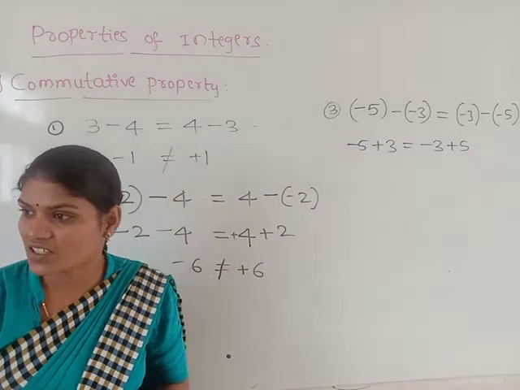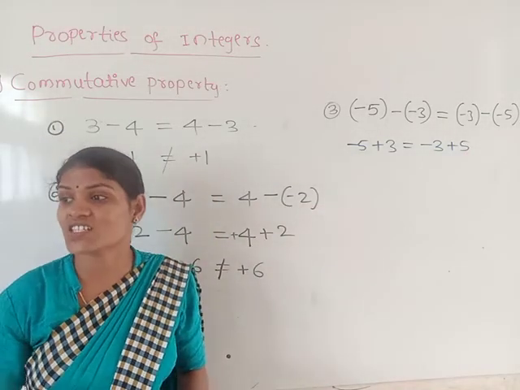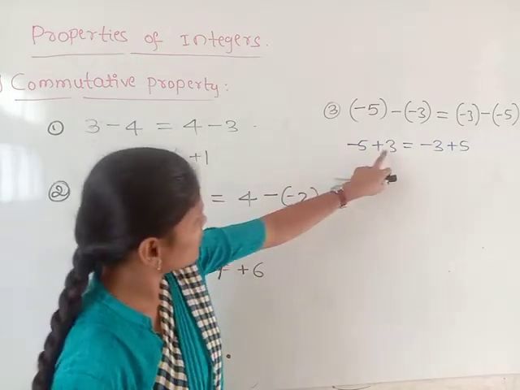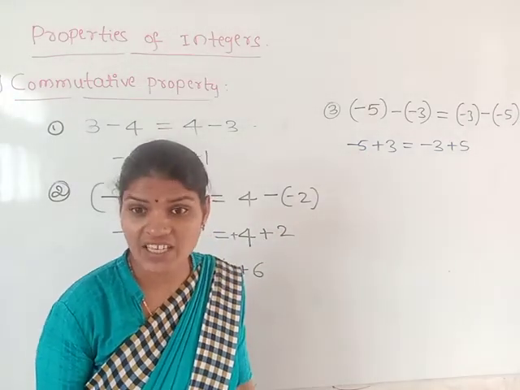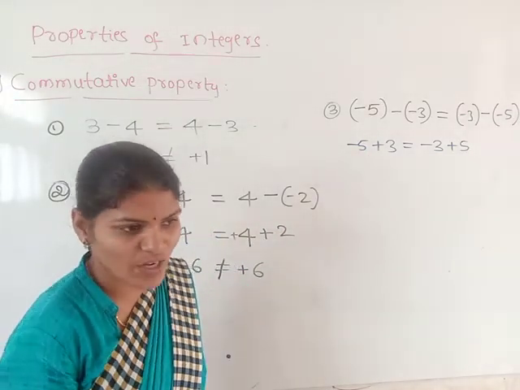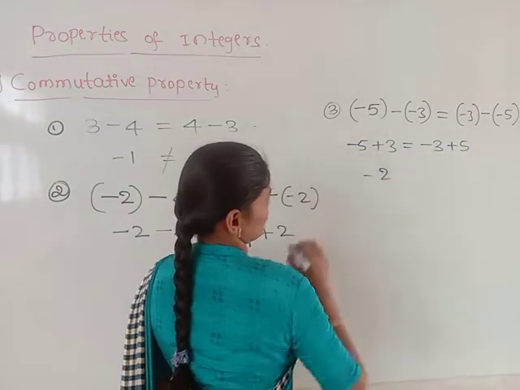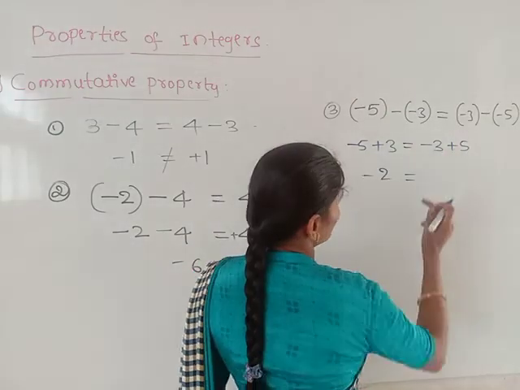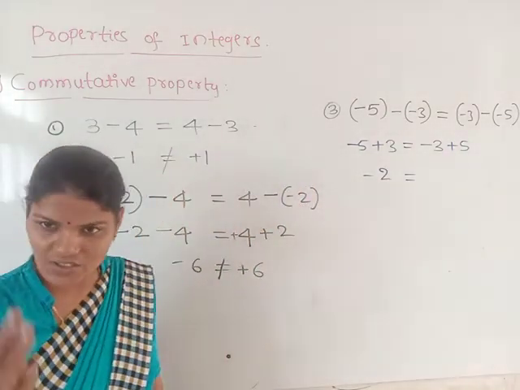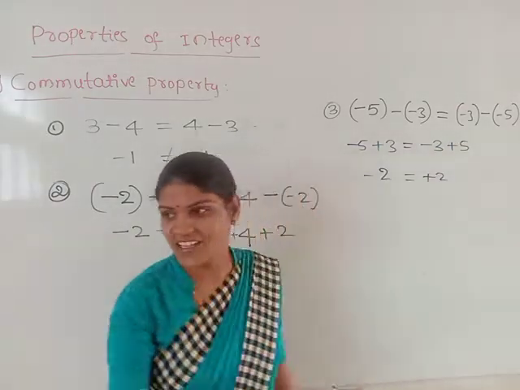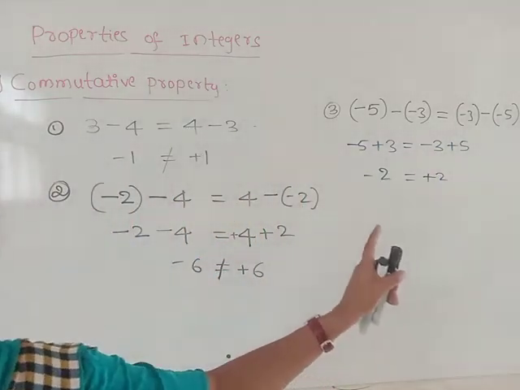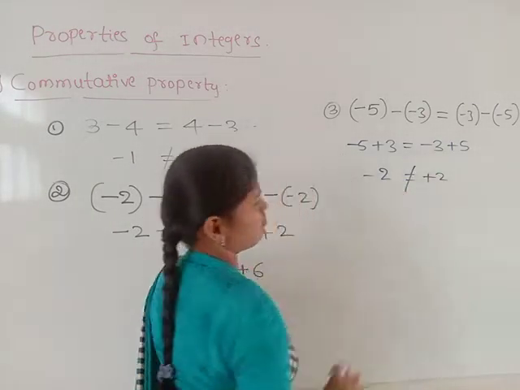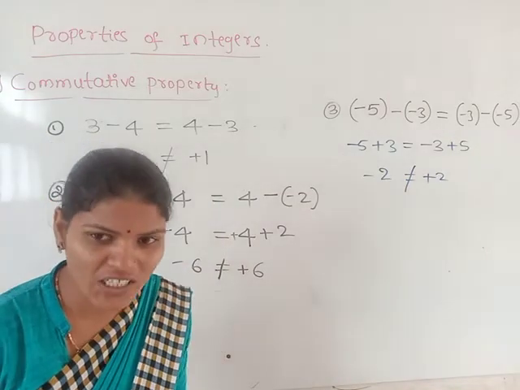In this way, what are we doing? One positive, one negative: subtraction. Smaller from greater. Here between 3 and 5, which one is greater? 5 is greater. 5 minus 3 is how much? 2. Greater number's sign is minus. Then here, between 5 and 3, 5 is greater. 5 minus 3 is 2. But here the greater number's sign is plus, +2. Are -2 and +2 equal? Not equal. Both are not equal.